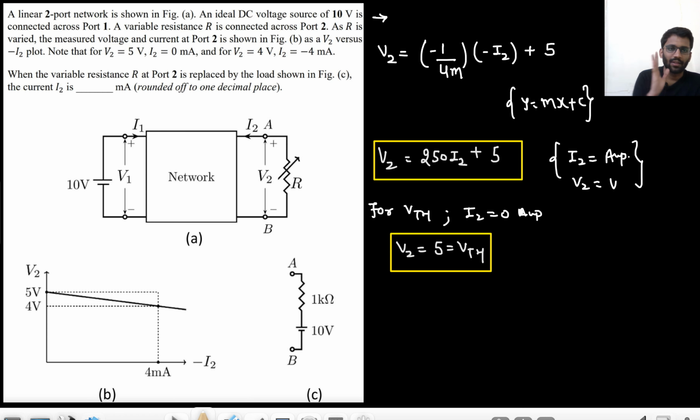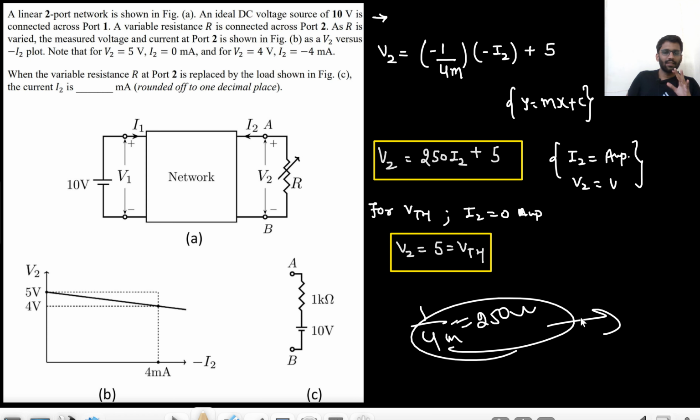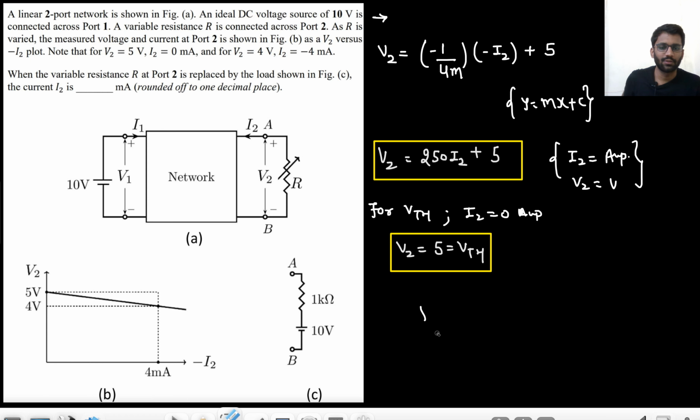When this question came, many of the teachers produced the solution and they just said that 1 by 4 milli, that means 250 ohm is the RTH. Is this correct? Think about it and tell me, is this correct? 1 by 4 milli is your RTH. Is this correct? For RTH, what do you do? You short circuit the input and then you find the RTH at the load. Are you short circuiting the input here?